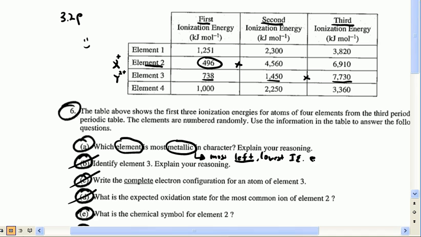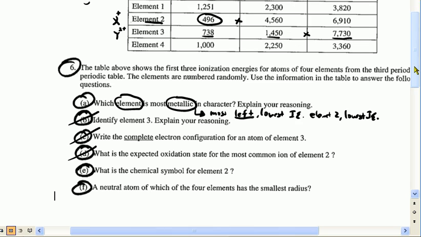So element 2, lowest IE is the perfect explanation. Alright, let's go down here. Which element, I'm sorry, we are going to be doing D actually.